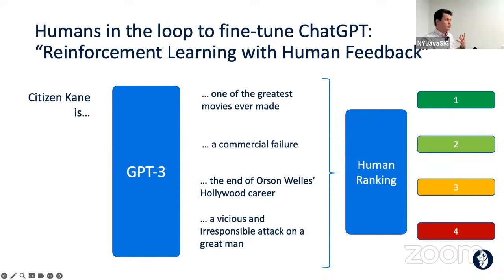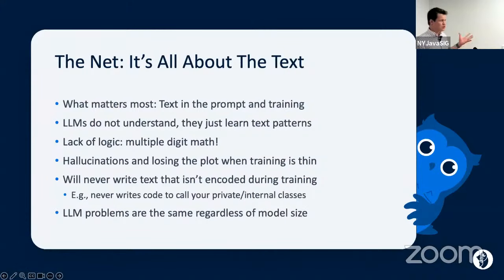Humans there would rank these responses, and that is the mechanism used to protect us as the public using this from getting the wrong answer, getting hallucinations, and getting given information which is not nice output to see from a tool like this. But we are now using humans to manually correct the information. So the net is, it's all about the text. It's about the text in the prompt and the training.